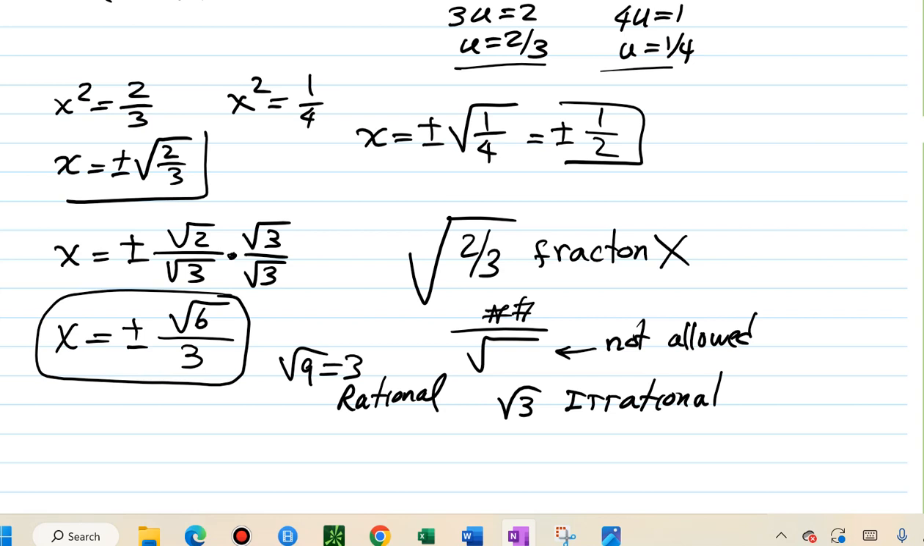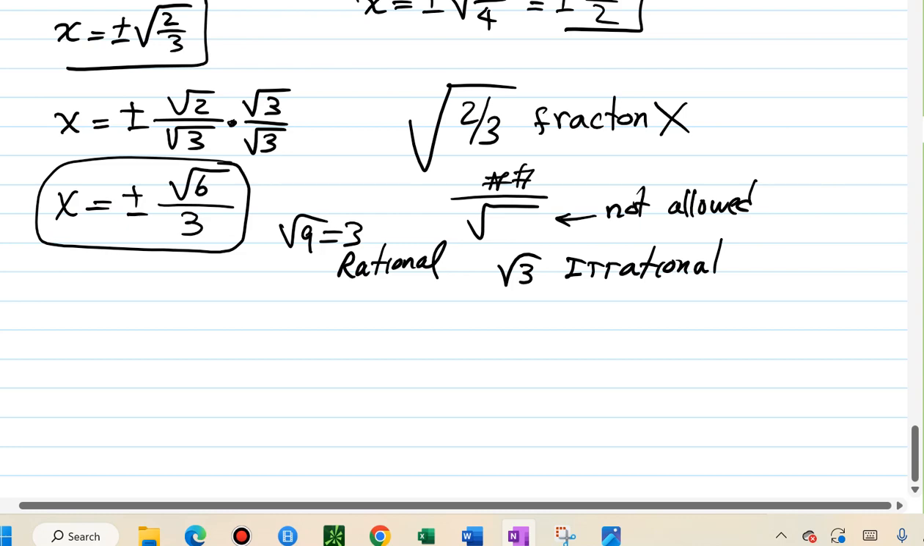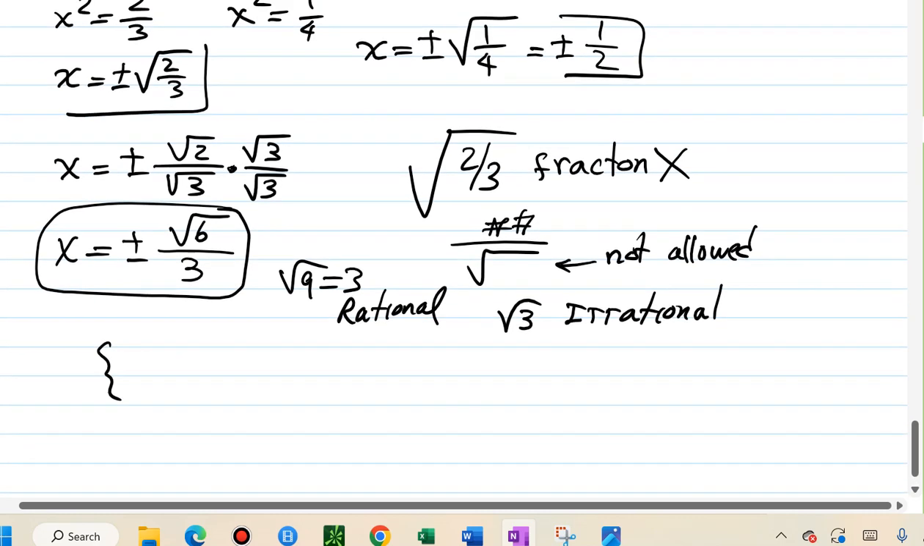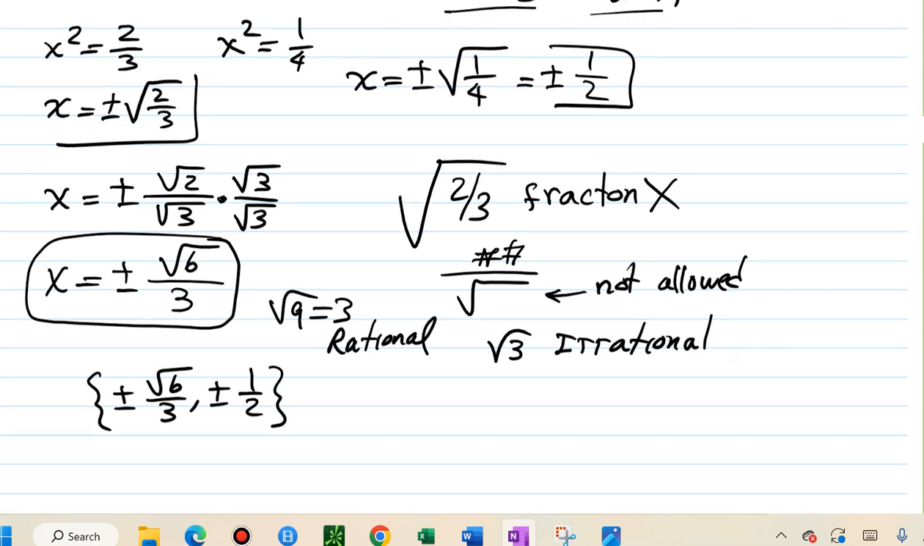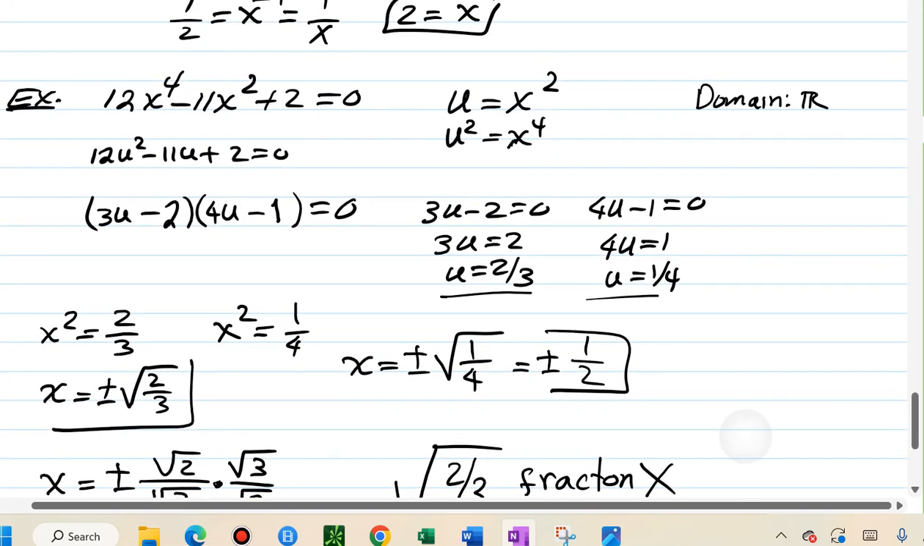So those are our solutions. There are 4 solutions in this one. We have a couple of plus minus root 6. We have a couple of irrational and a couple of rational solutions. There. And that solves this one.